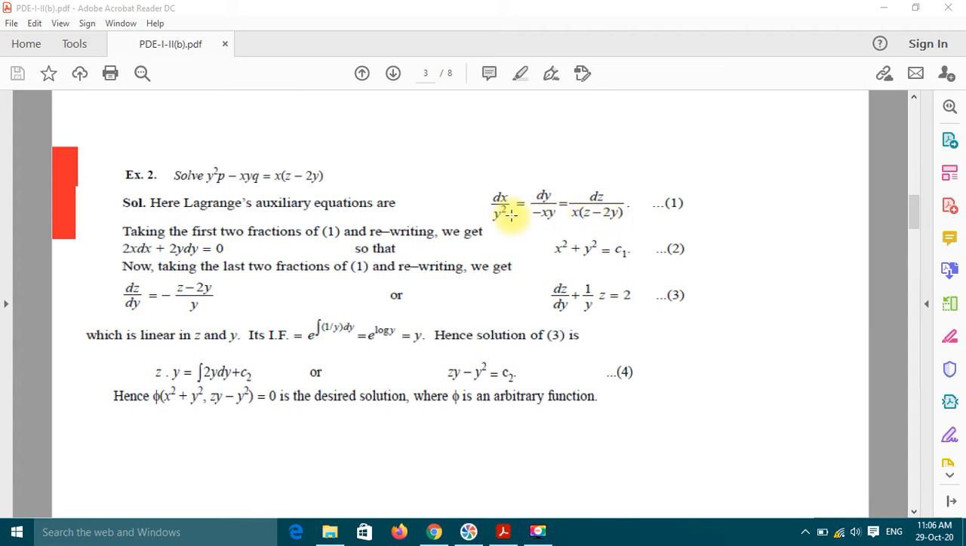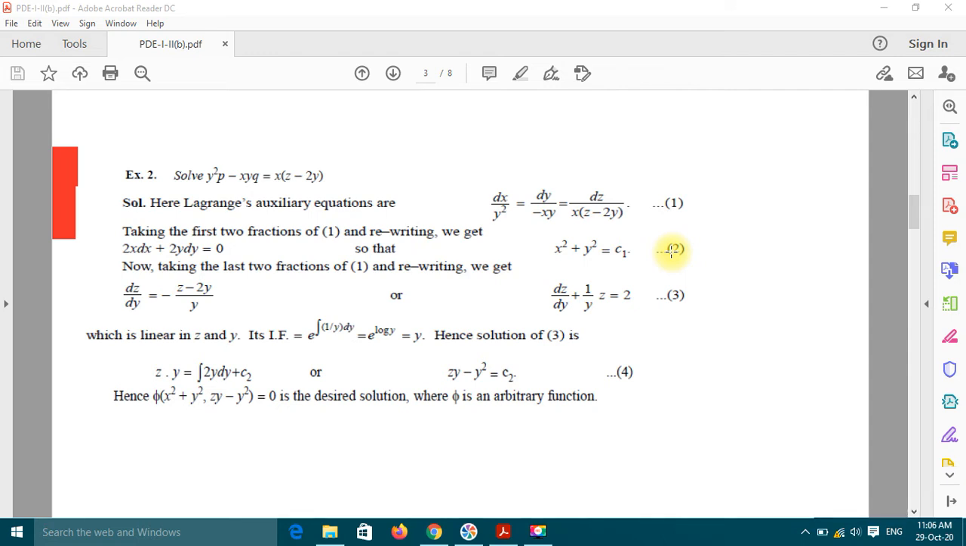Now we take the first two expressions. If we take the first two expressions, then y and y are cancelled and simplify it, then we get the equation 2x dx plus 2y dy is equal to 0. Now integrate it. When we integrate it, then we get x square plus y square is equal to c1. This is our equation number 2.